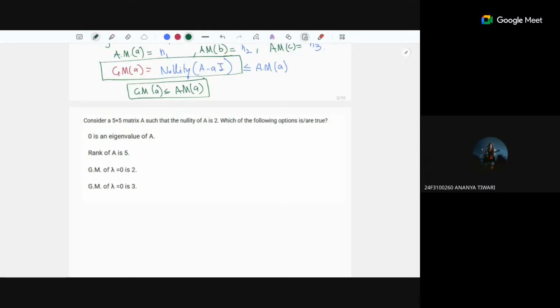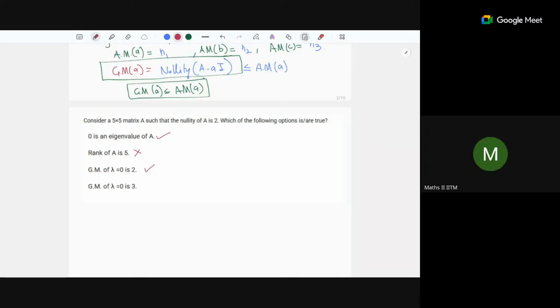Okay, A is correct. B can't be correct. Why? Because we already have a nullity of 2, so the rank can be at most 3. Yes, exactly. I think option C would be correct. Why do you think so? Because we have a nullity of 2, and the geometric multiplicity is the dimension of the nullity.